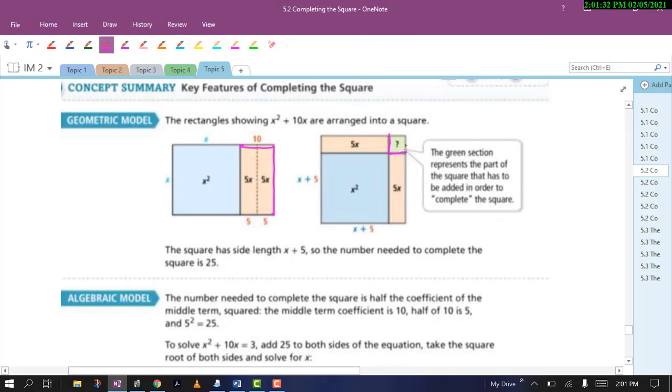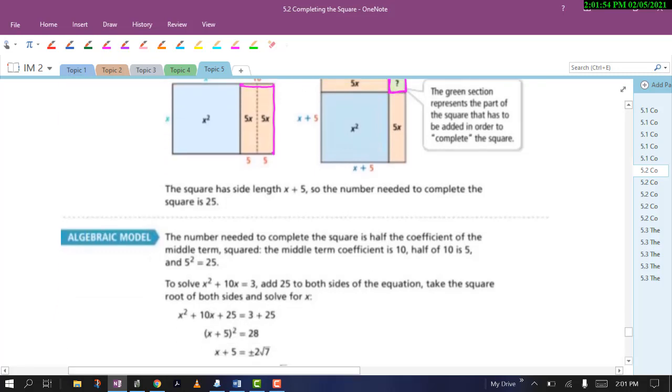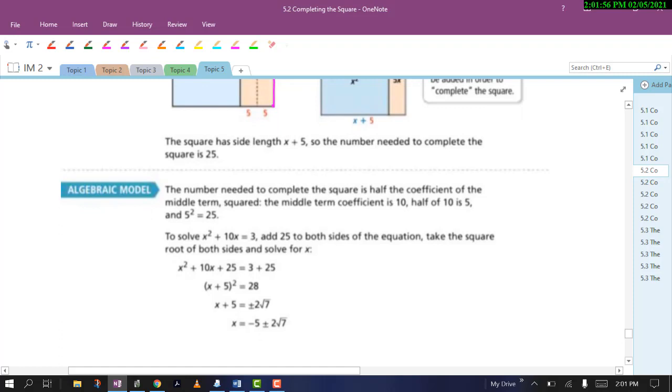But we need to find the area of this little guy. What's missing? Well, we're missing a 25. Each of those sides is 5. So 25 would complete the square. Now, do you really need to know that? Not necessarily, but that's where it's coming from. What we need to know is this algebraic model. Solve x squared plus 10x equals 3.